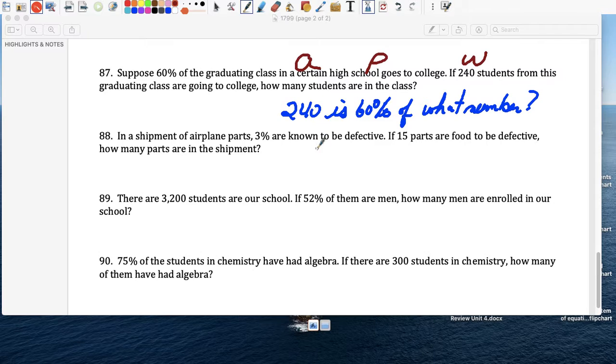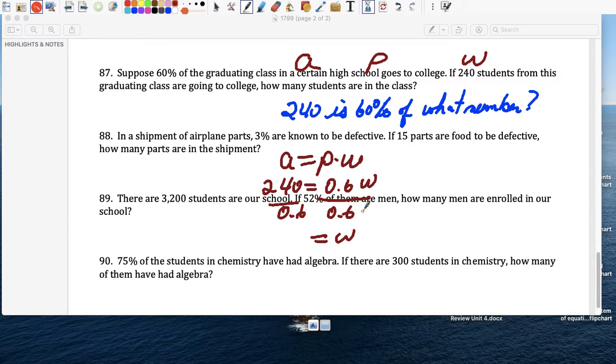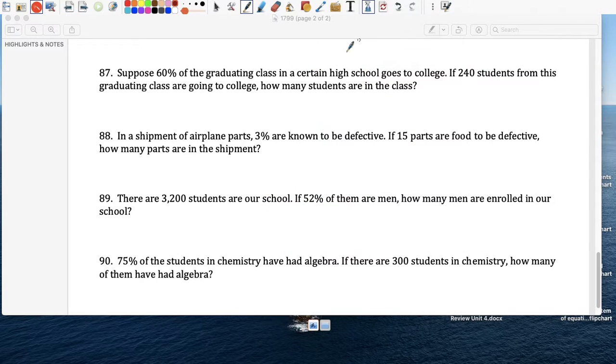So if we do A equals P times W, let's substitute. A is 240, the percent is 0.6, and the whole is what I want to find out. Divide both sides by 0.6. And there were how many kids in the senior class? 240 divided by 0.6. There were 400 kids, and 240 of them decided to go to college.